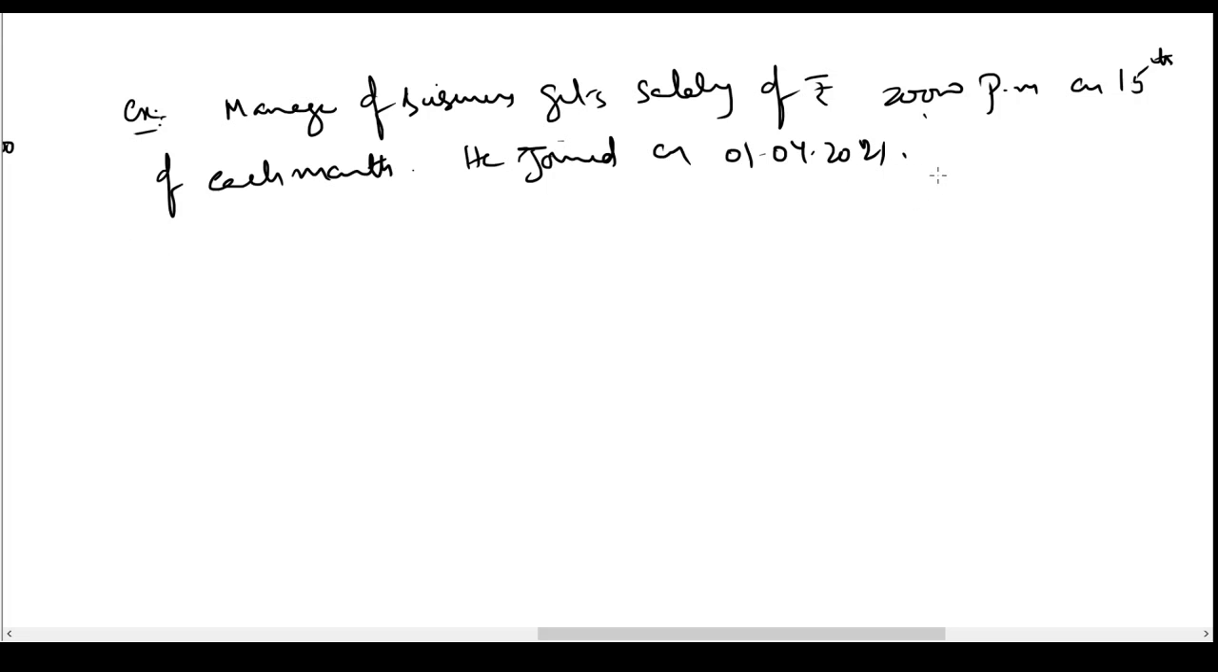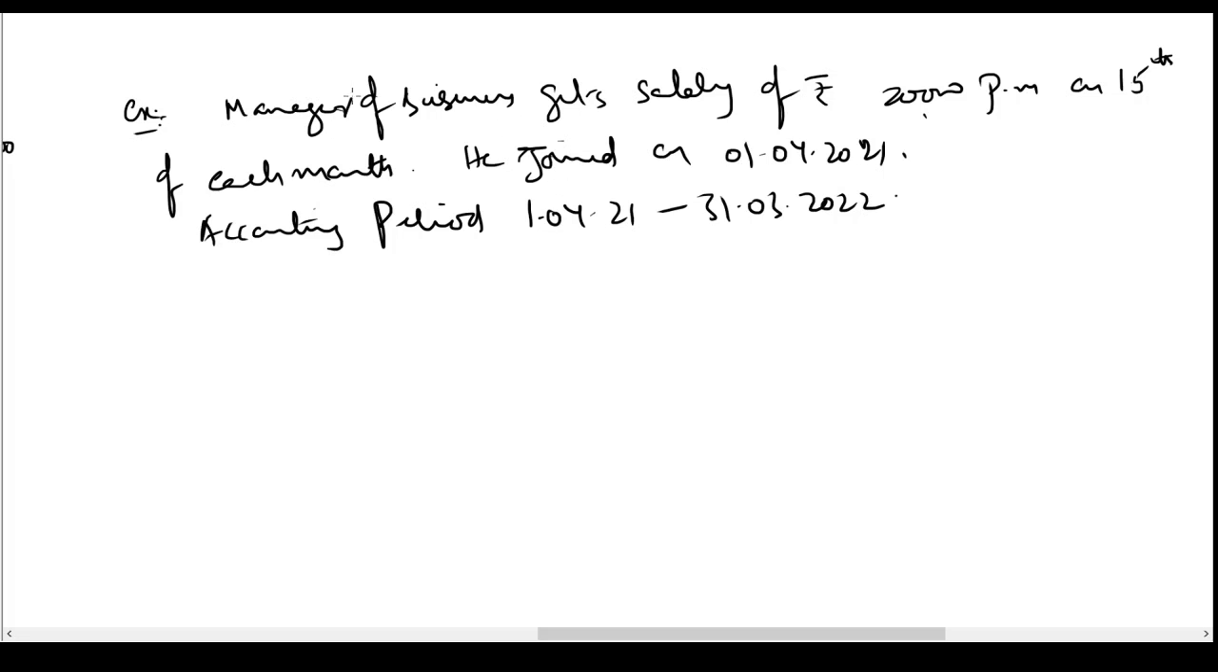Now, our accounting period for which we are preparing is from 1st April 21 to 31st March 22. Now, let us see how we deal with this information. A manager of a business gets a salary of rupees 20,000 per month on 15th of each month. He joined on 1st April 21. Here we are saying 15th of each month, which means if you work for one full month, on 15th of next month you will get the full month salary.